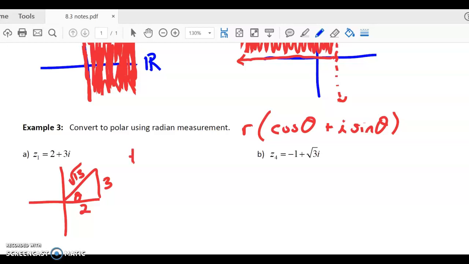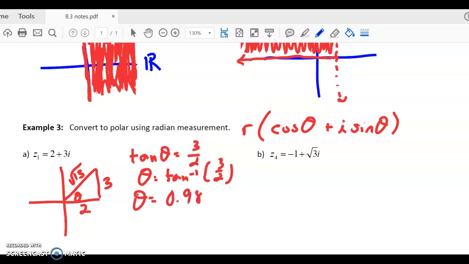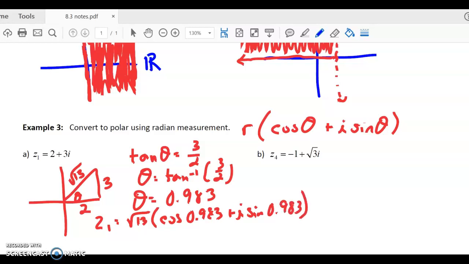Well, we've already learned that the tangent of theta is equal to 3 over 2. We talked about finding the inverse. And so we have to use our calculators because it's not special. And when we do that, we get 0.983. So our final answer for z1 would equal the square root of 13 parentheses cosine of 0.983 plus i sine of 0.983 parenthesis.